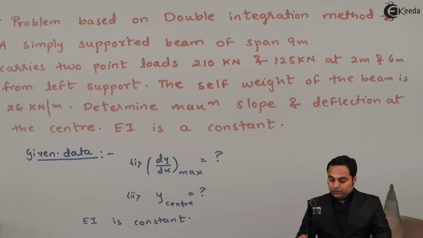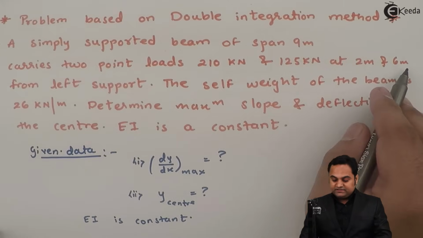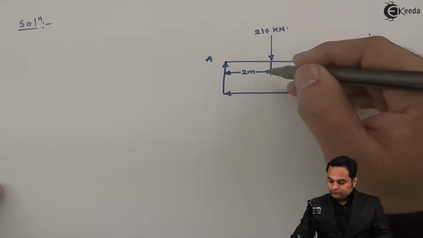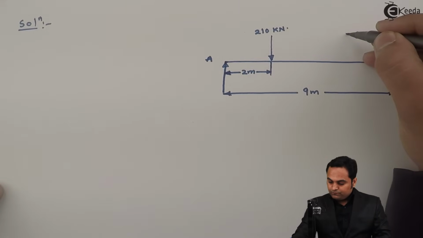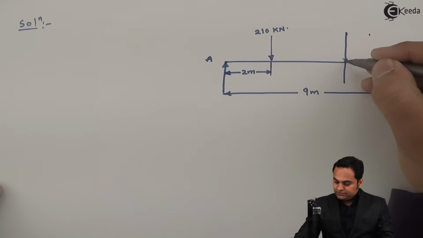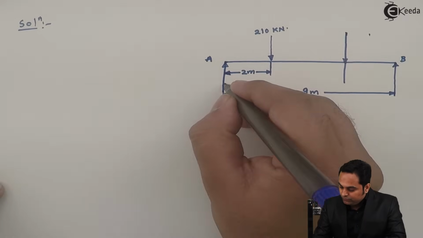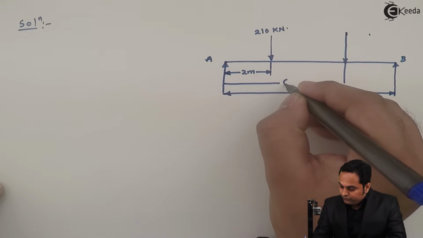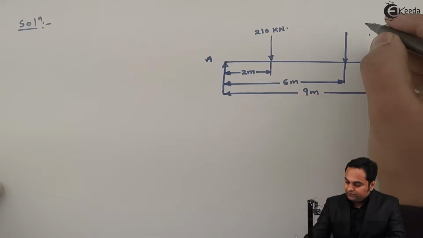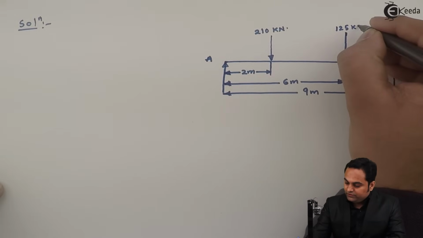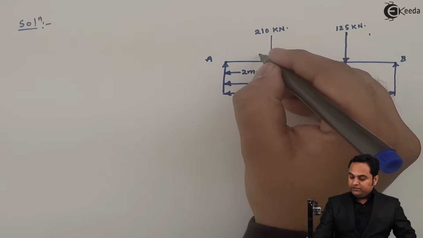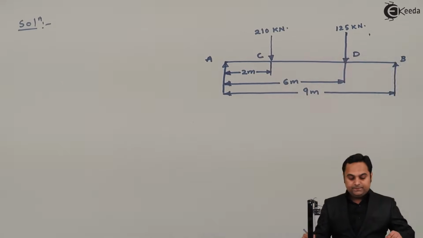Next, 125 kilonewton is at 6 meter from left support. So here I am marking the distances and indicating the load. So 6 meter from the left hand support we have a load of 125 kilonewton. Now here I'll denote this as points C and D.